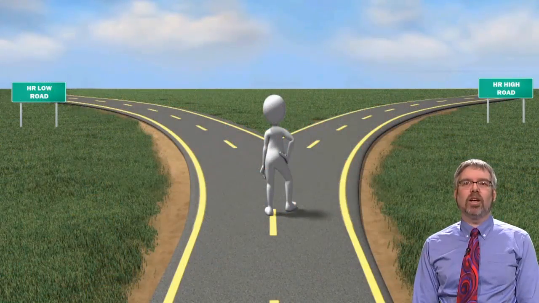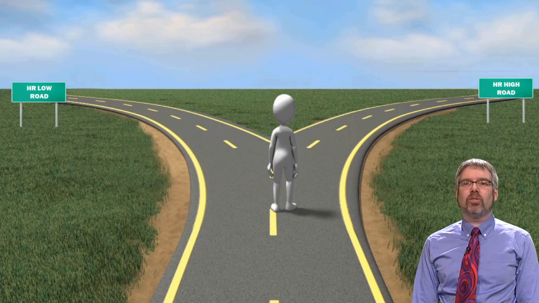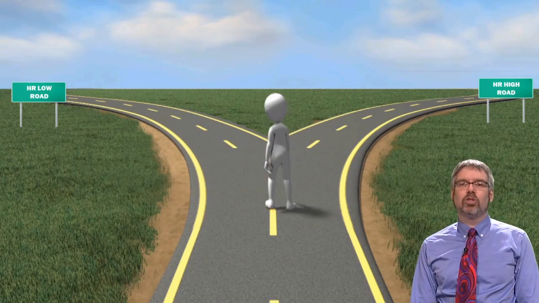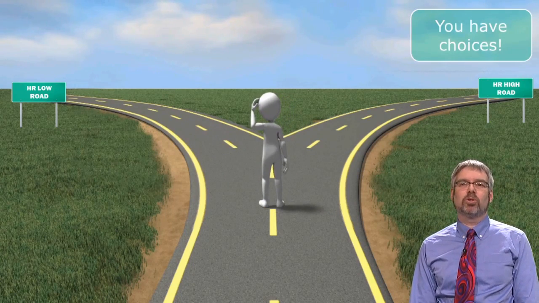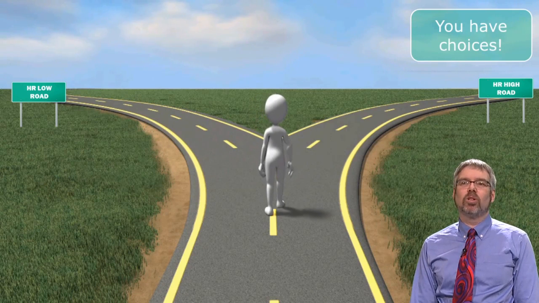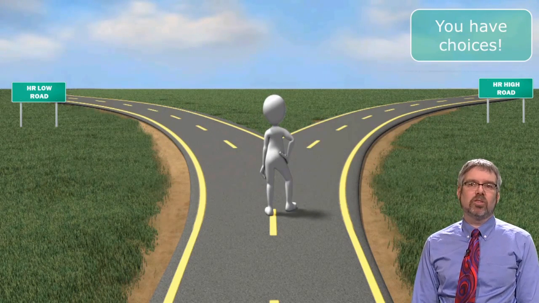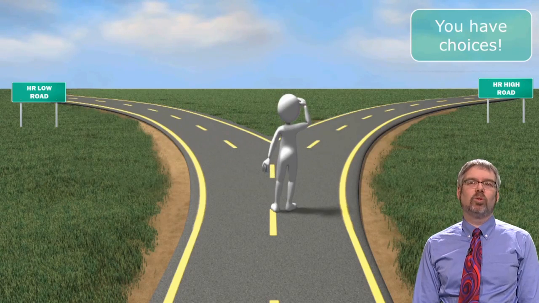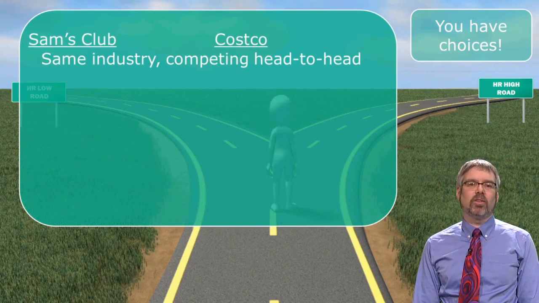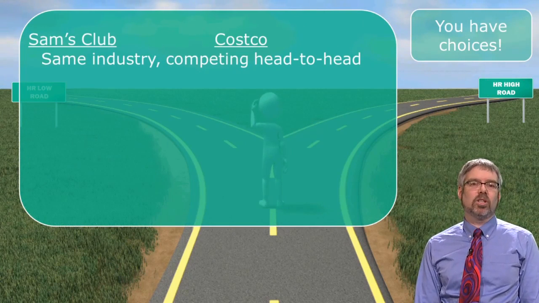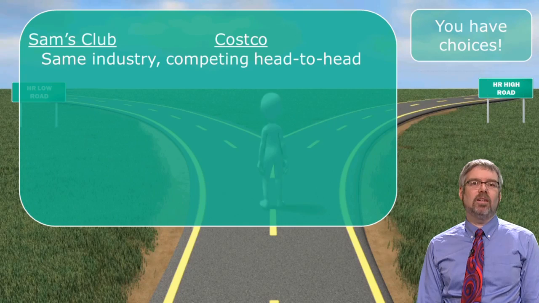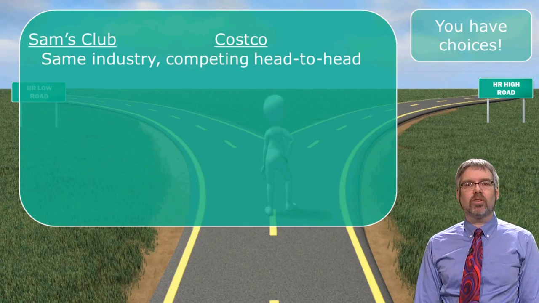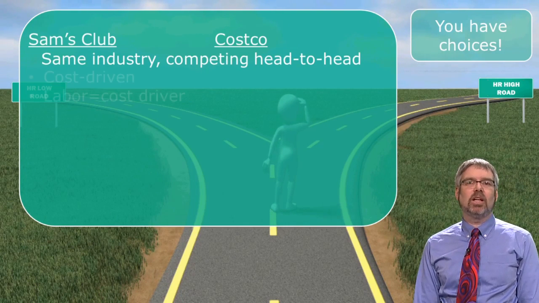So there are really two objectives in this lesson. One is to emphasize that there are two different types of approaches to human resources, what I'm calling a low road or high road approach. The second objective is to really emphasize that you have choices. You don't have to take necessarily the low road path or the high road path. To illustrate this, let's look at two organizations that compete head-to-head in the same industry. The two warehouse-style retail stores, Sam's Club and Costco.